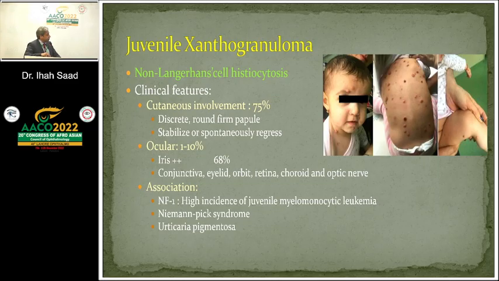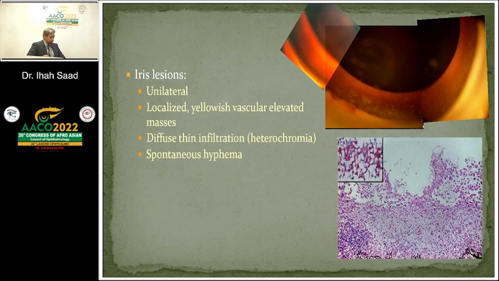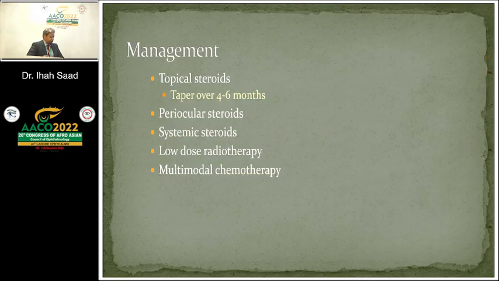Ocular involvement is important, affecting the iris in 70% of cases, and there is a high incidence of myelomonocytic leukemia in association with neurofibromatosis type 1. The iris lesions are described in the literature as unilateral, localized, yellowish, vascular, elevated masses, with diffuse thin infiltration and maybe heterochromia and spontaneous hyphema. This is what this patient had initially, and I don't think it has been described at that level because of the very early and premature age of the child.